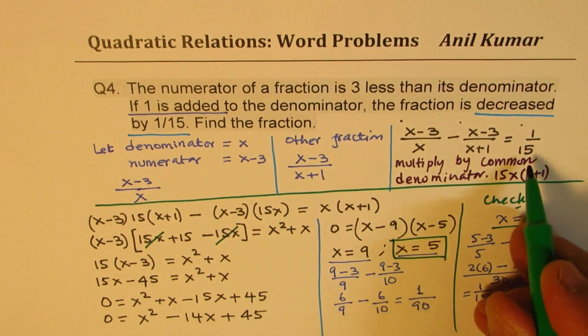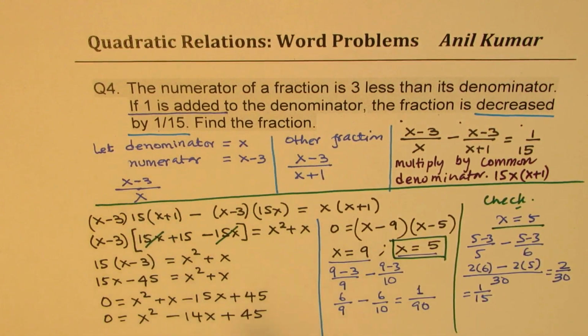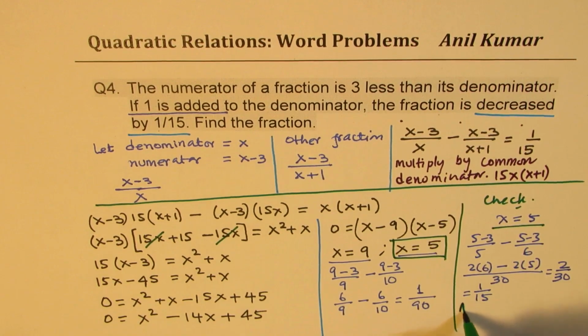Perfect. So x equals 5 is the right solution. So we need to find the fraction. So the fraction should be equal to what? Our answer is, we'll substitute 5 here.